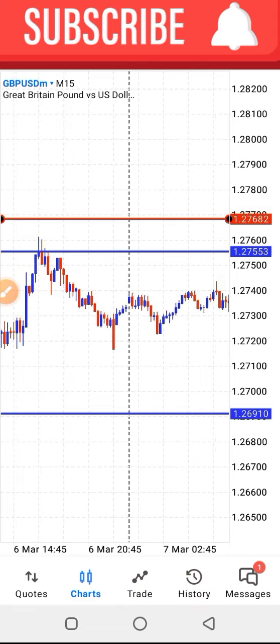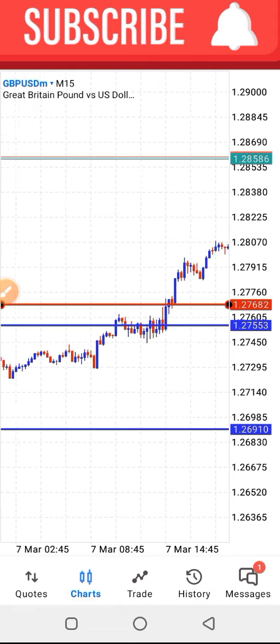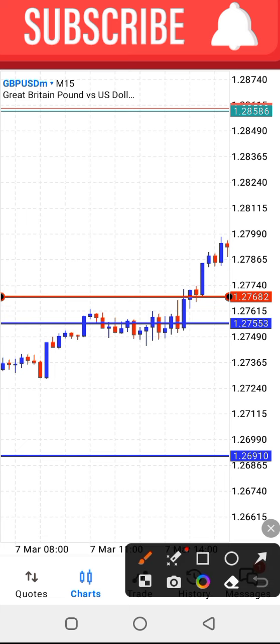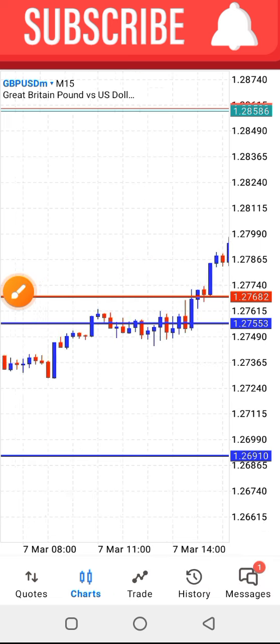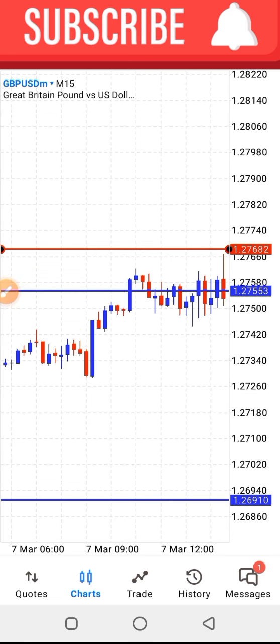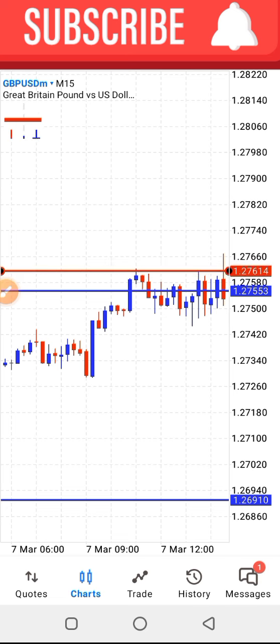Okay, so let's see what happened on Thursday. On Thursday, the top parts got mitigated. This is the candle that came back to pierce it. So I would have placed a buy stop order just a few pips above it, like this.